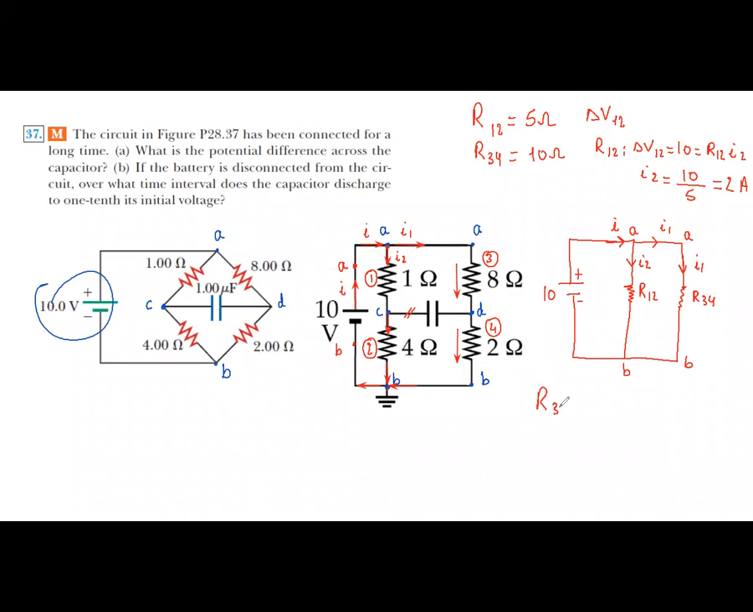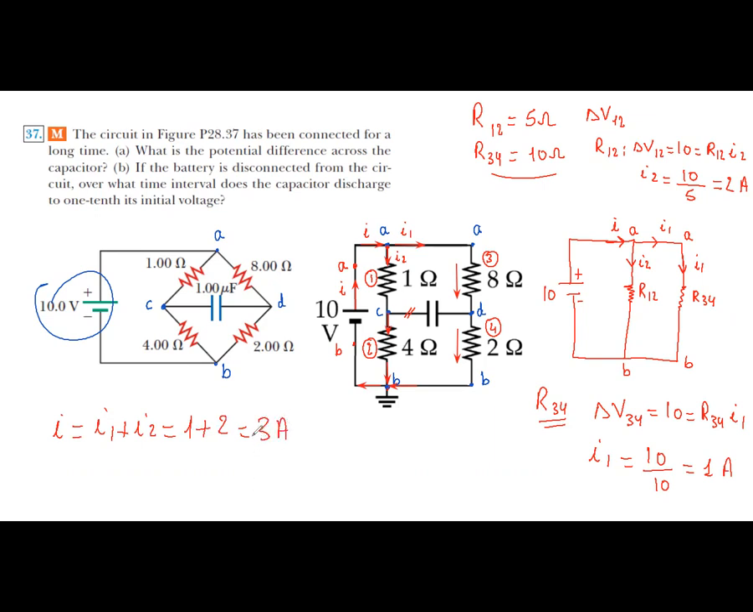We take now R3,4. Delta V 3,4 equals 10 equals R3,4 times I1. So I1 equals 10 divided by R3,4 equals 1. So I equals I1 plus I2 equals 1 plus 2 equals 3 ampere. Okay, we come back to this figure, figure B. We calculated I2 here and I1 here. Now it's easy to find delta V between A and C.